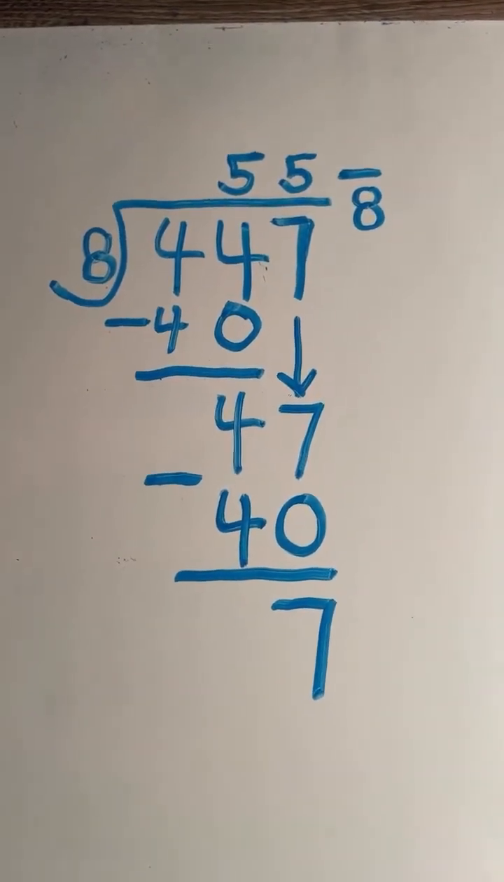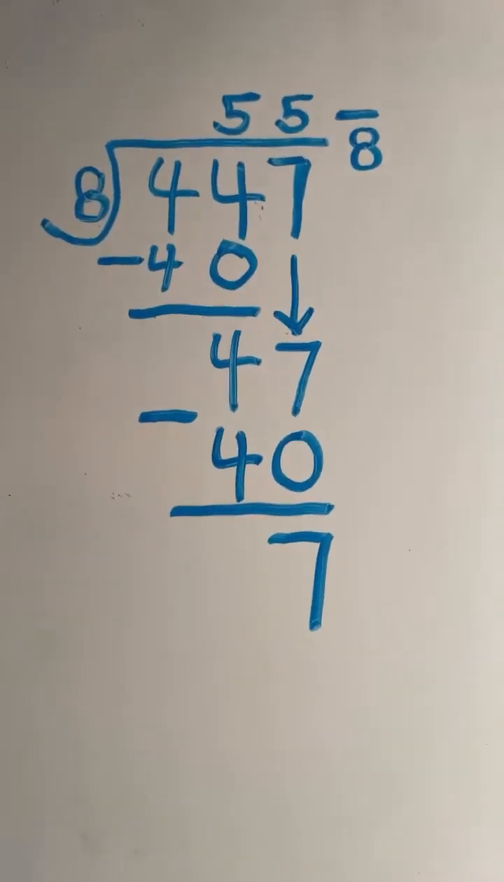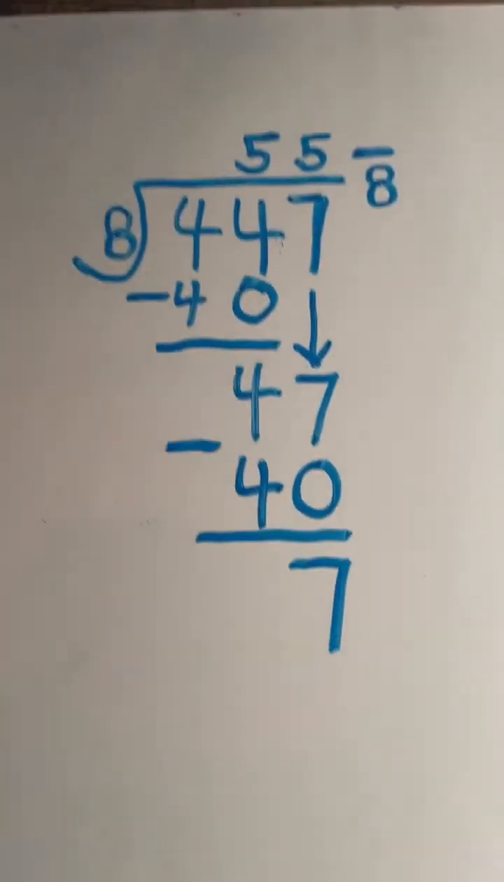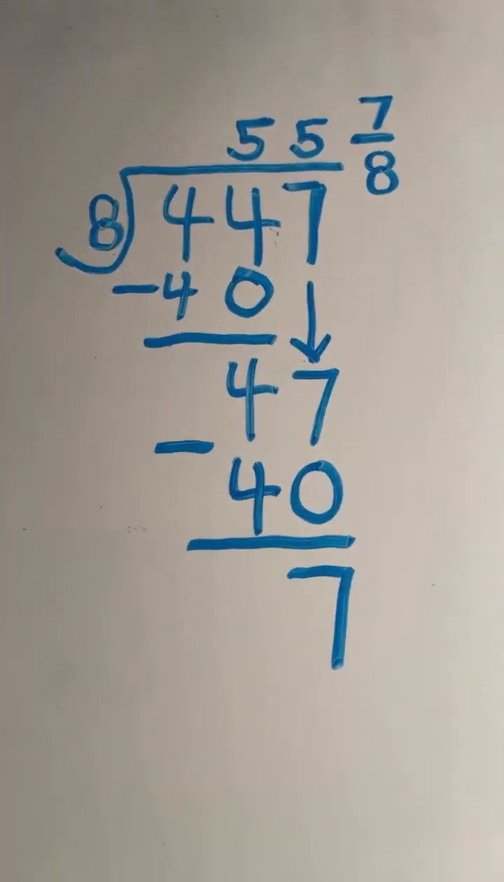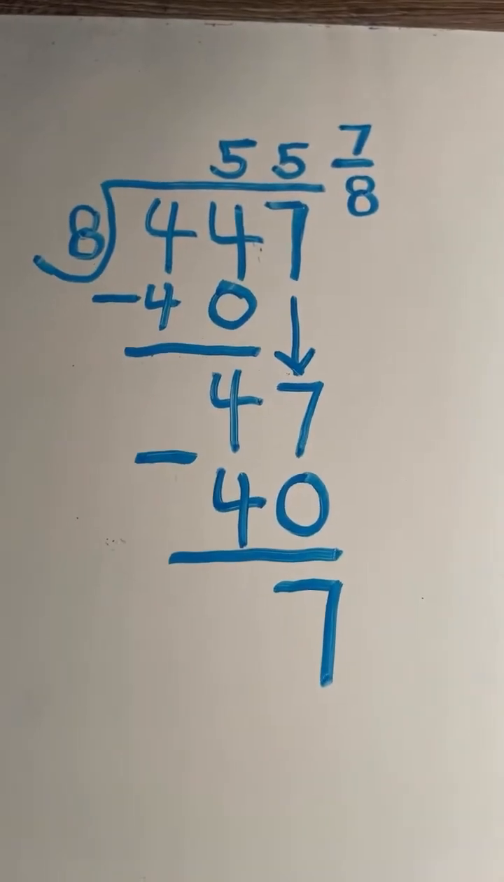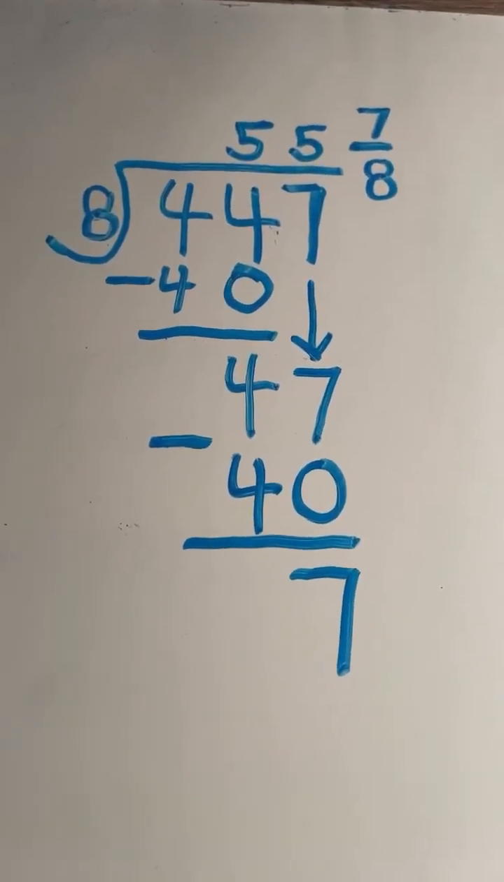Our remainder is our numerator. So what is our remainder? 7. So 7 is our numerator. So we have our final answer. 447 divided by 8 equals 55 and 7/8.